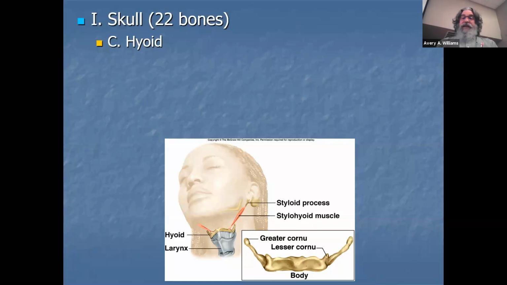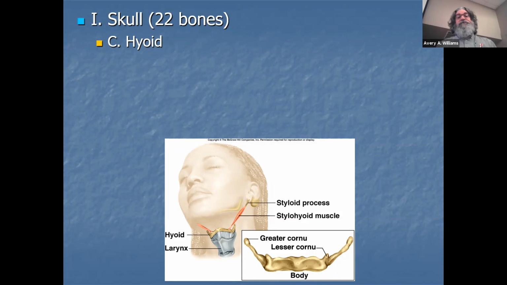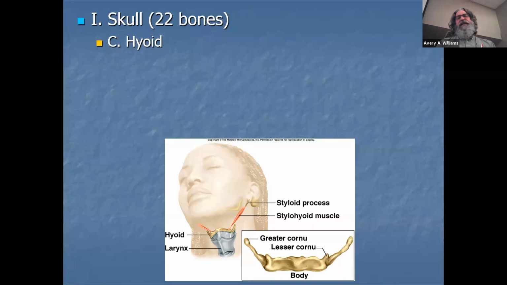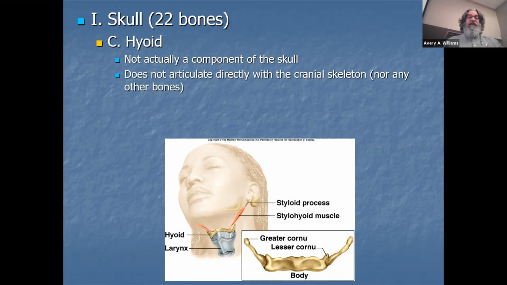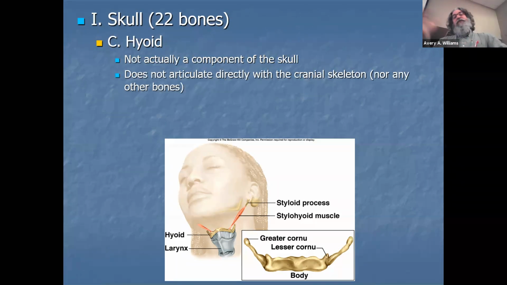But anyway, I didn't want to leave it out. So here's the hyoid bone. I'm trying to think, I have skull, 22 bones. I don't think this is included with those 22 bones. I'd have to recount, I guess. That's not that important. But anyway, it's associated with the skull. I tell you, it's not actually a component of the skull, as you can see. It doesn't articulate with the skull. As a matter of fact, it doesn't articulate with any bone of the body.